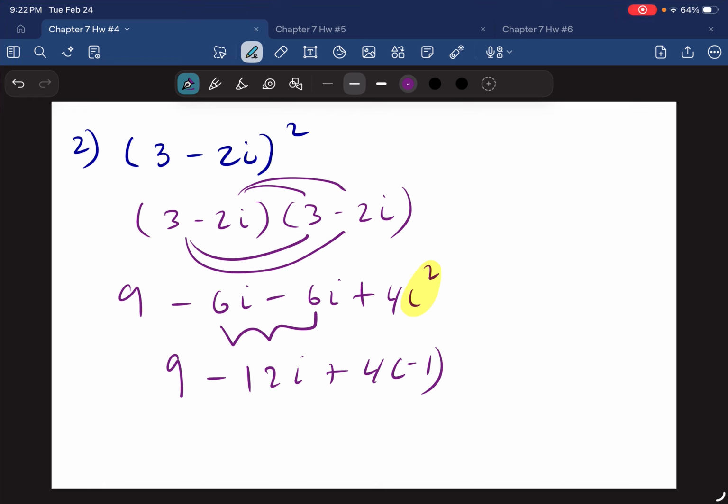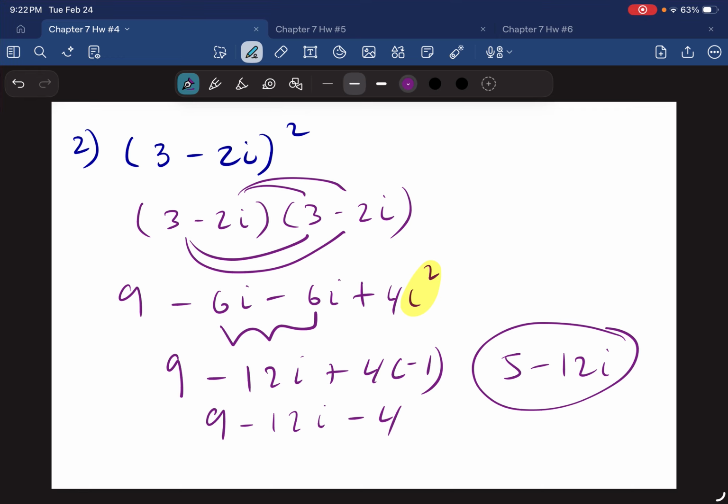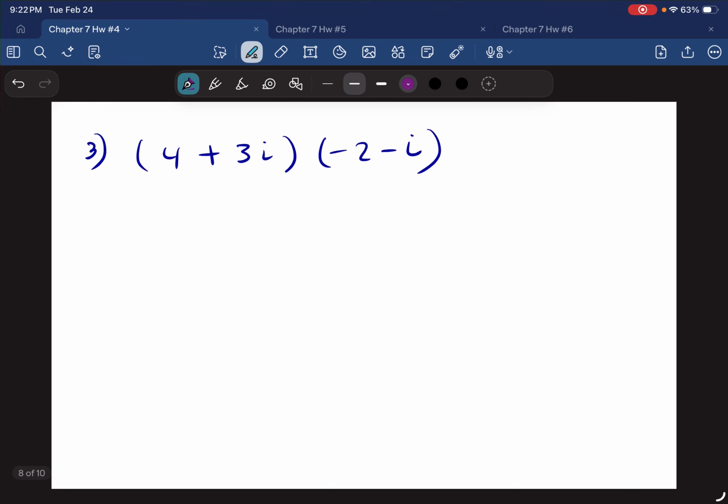Okay? Now we're going to simplify further, so minus 12i, and that's going to be minus 4. 9 minus 4 is 5. Minus 12i, and that's your final answer right there. Okay, moving on to number 3. So number 3 is very similar to number 1. I just changed the numbers. Same concept, same idea.